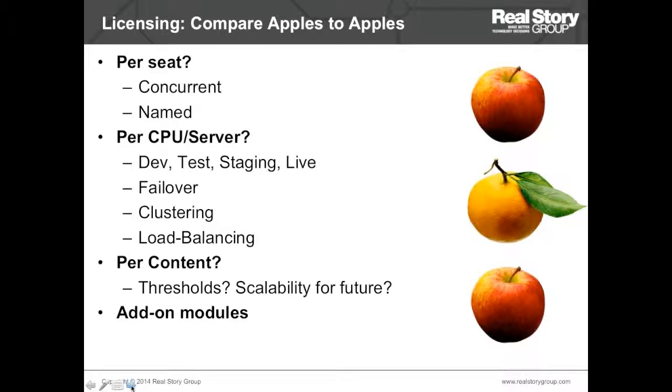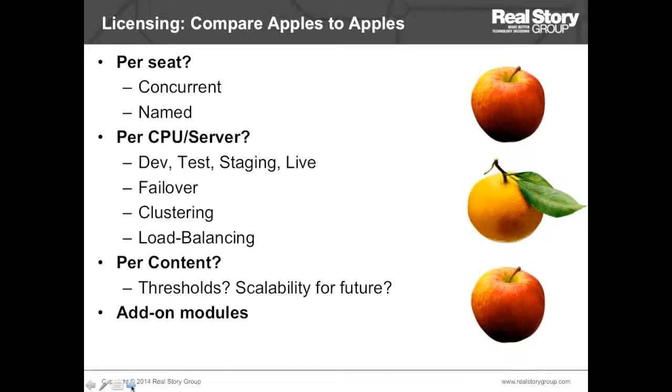As I mentioned, this is the time to negotiate. So this is where you have to understand, how do these vendors license? Is it per seat? Is it per server? Is it by the amount of content that I put into it? Is it based on module? And different vendors increasingly have completely inconsistent licensing models.